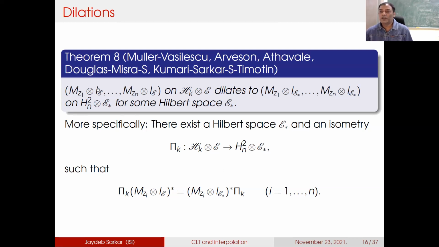So more specifically, if you want to unfold this, it says that if you have a regular space H_K tensor E, then there exists a Hilbert space E star and an isometry pi_K from H_K tensor E to H2n tensor E star, such that pi_K intertwines the backward shift on this space as well as this space. Okay, so this M_zi you should understand from the context where it is acting. So for instance, in this case, this M_zi is acting here, and this N_zi is acting over here.